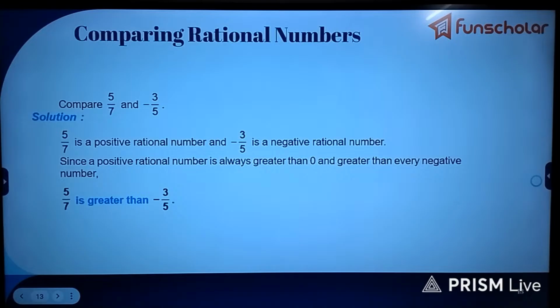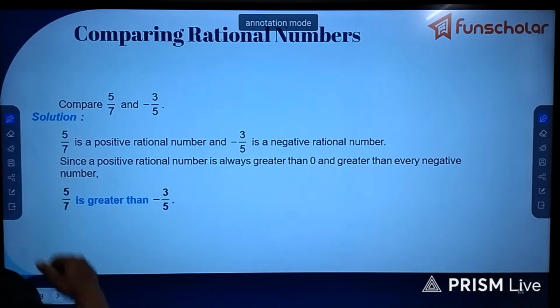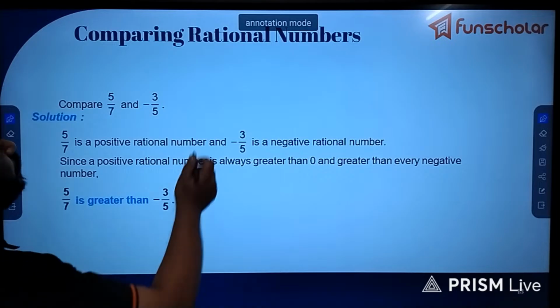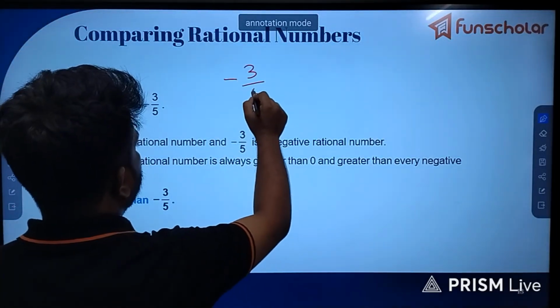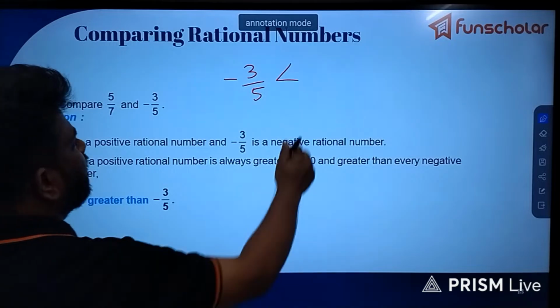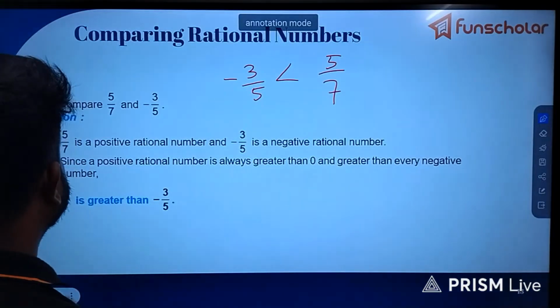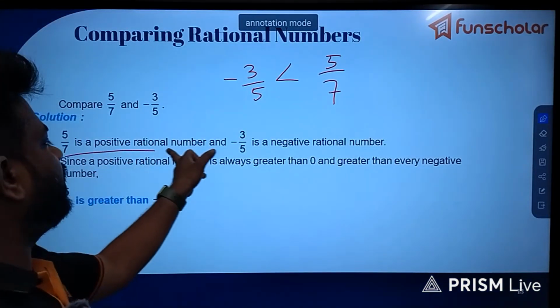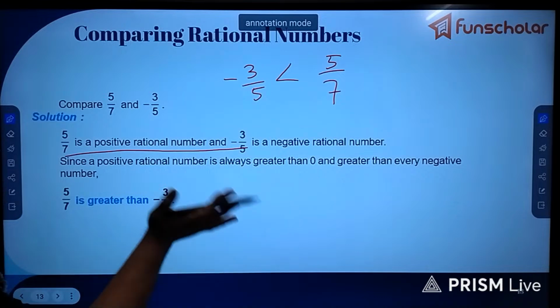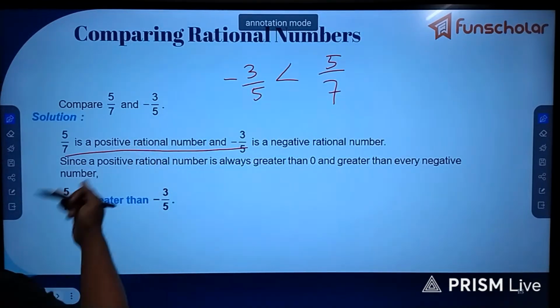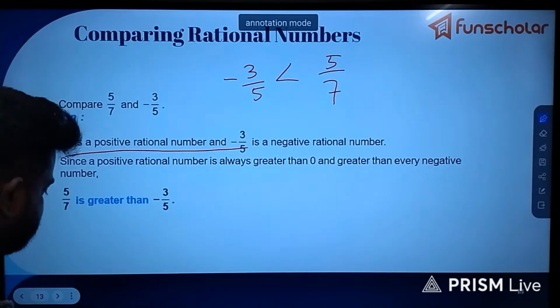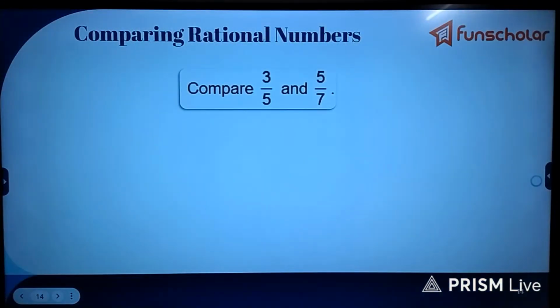So let's go to the next one, that is compare. Compare 5 by 7 and minus 3 by 5. From this we can tell that minus 3 by 5 will always be smaller than 5 by 7, because 5 by 7 is a positive rational number. They have already described why it is like that. So 5 by 7 will be greater than minus 3 by 5. Next, compare 3 by 5 and 5 by 7.